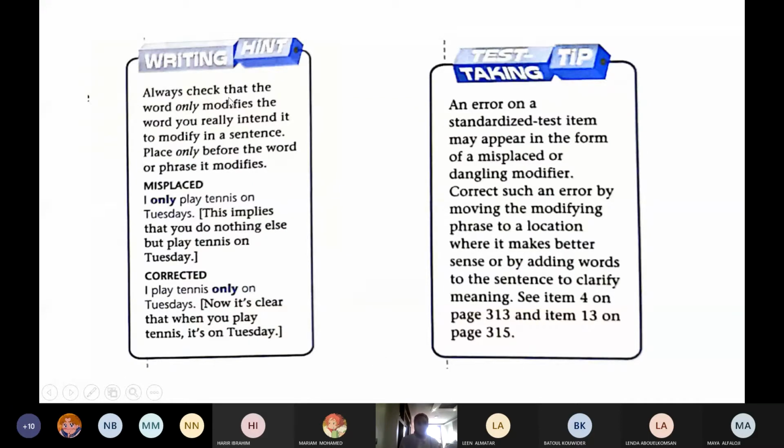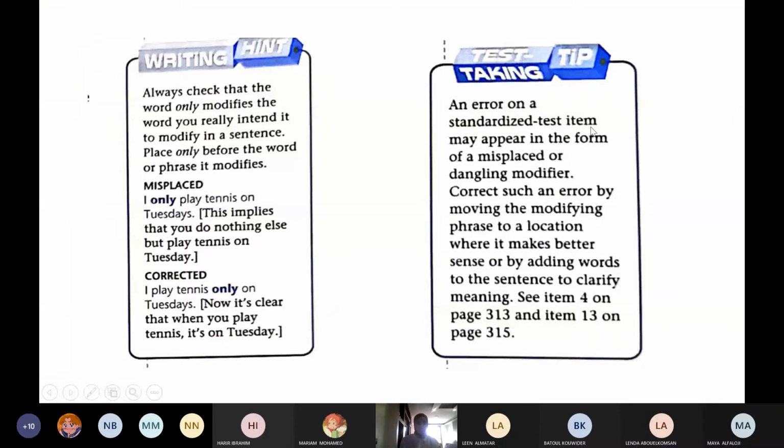Always check that the word only modifies the word you really intend to modify. Place only before the word or phrase it modifies. I only play tennis on Tuesdays. Here it means that on Tuesday I only play tennis. I play tennis only on Tuesday means I play tennis on no other day, but I do many other things, but I play tennis only on Tuesday.